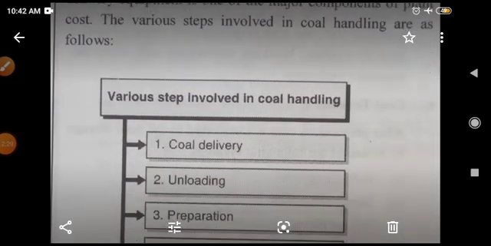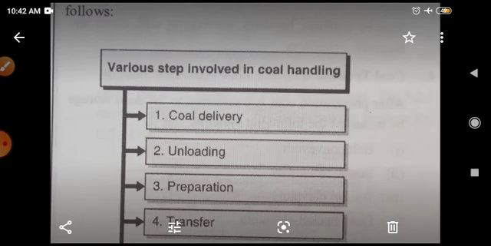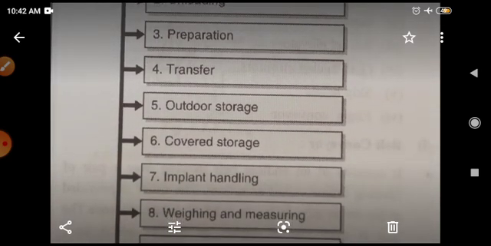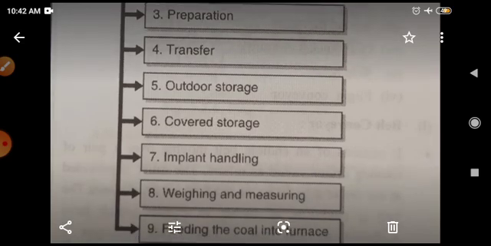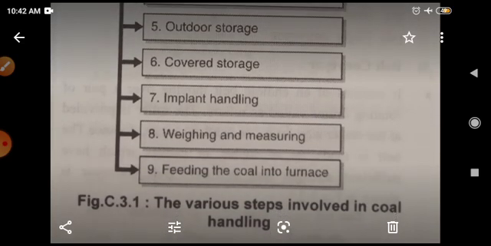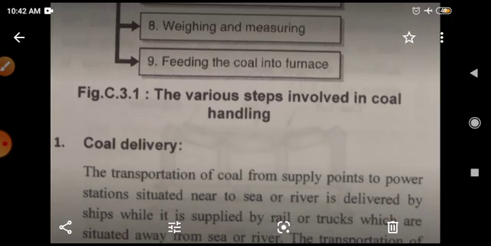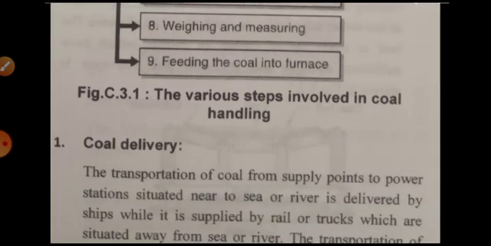Let's see which steps are used for coal handling: coal delivery, unloading, preparation, transfer, outdoor storage, covered storage, in-plant handling, weighing and measuring, and feeding the coal into the furnace. These are the things to be considered while handling coal.